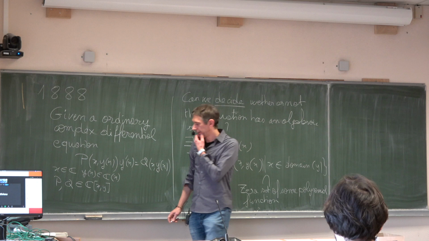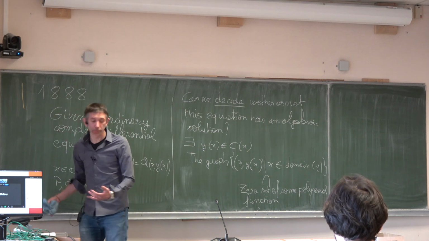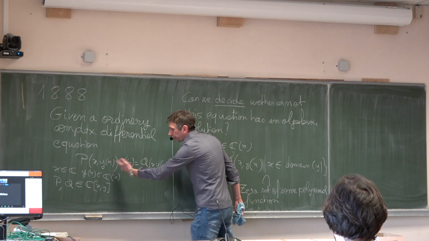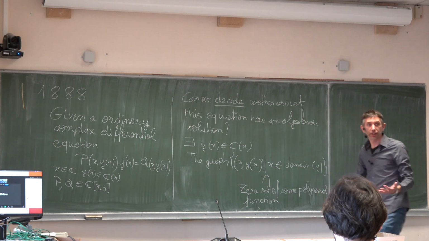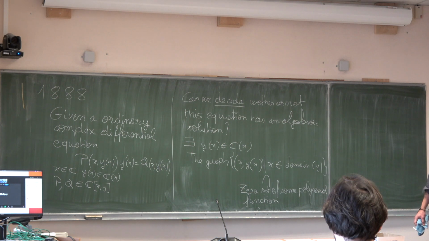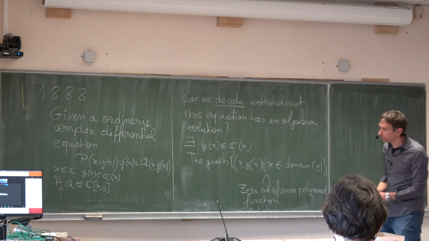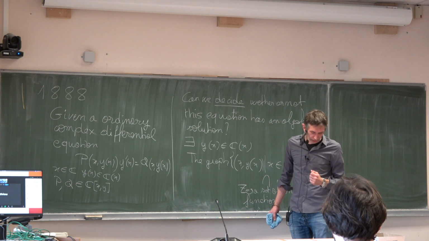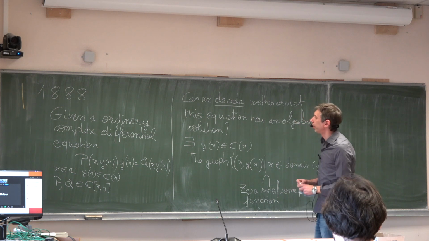So more or less the question is, if you give such a differential equation to a computer, can you find an algorithm that says, yes, there is an algebraic solution, or no, there is no algebraic solution? Of course, when Poincaré was studying this problem, there was absolutely no computer, so the question was not expressed this way, but this is more or less the idea.